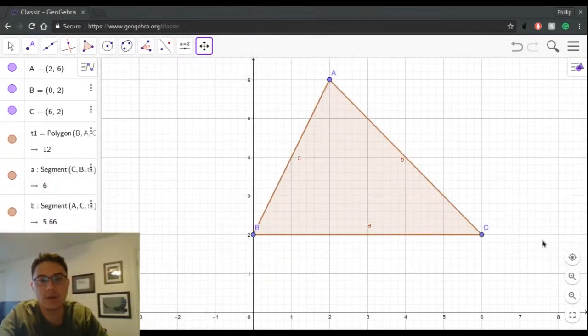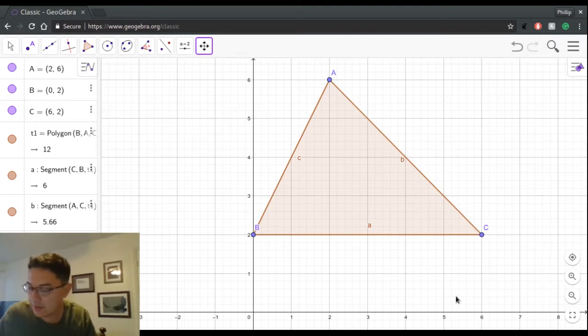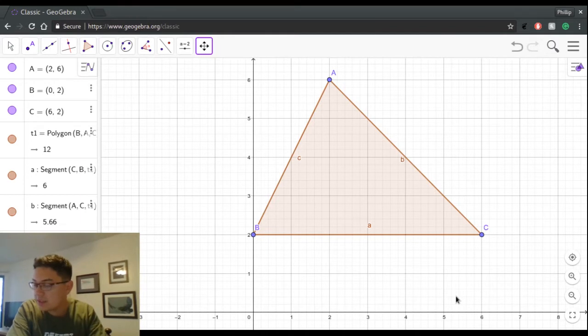Alright, so this is the triangle that we were working with. Let's double check all of our points here. We have A at the point 2,6, B at the point 0,2, and C at 6,2. So let's run through all of the information we have here. The slopes of the lines, we only really use to find the perpendicular slope, so we don't need to worry about that part so much.